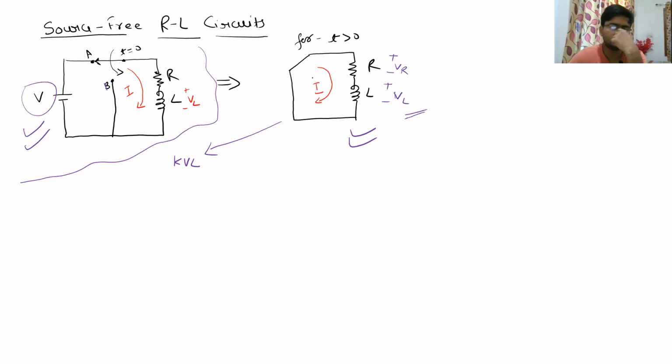And now we are going to see in what way this current is going to decrease, and similarly how the voltages across the inductor and resistor are going to decrease also. So let us analyze this particular circuit and write down the KVL equation.